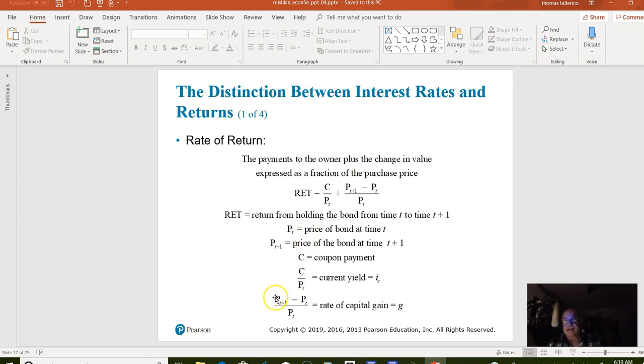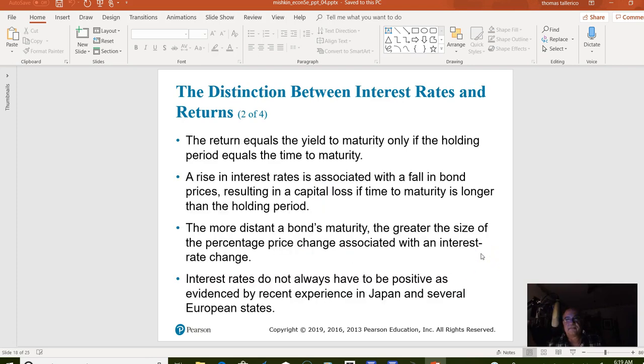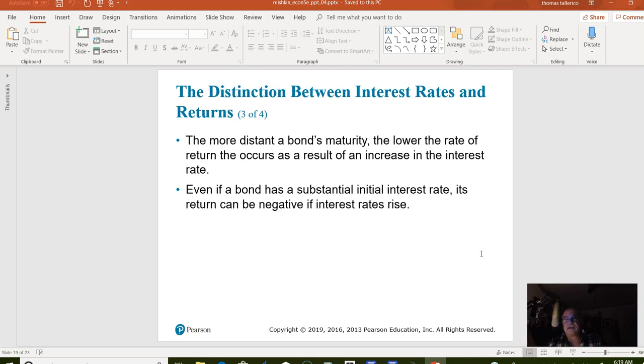So again, here's that whole discussion I talked about. The capital gain is G. This is the capital gain, and this could be the dividend, or the coupon. Either way, whether it's a stock or a bond, you could look at it that way. All right, so there's a couple of rules here. Go over these if you have any questions.